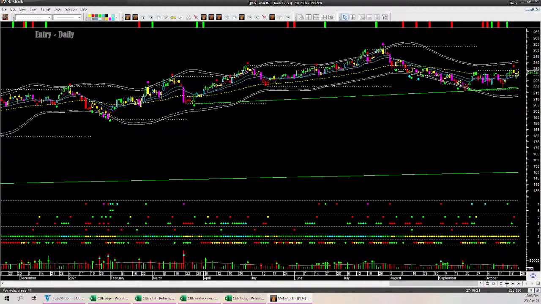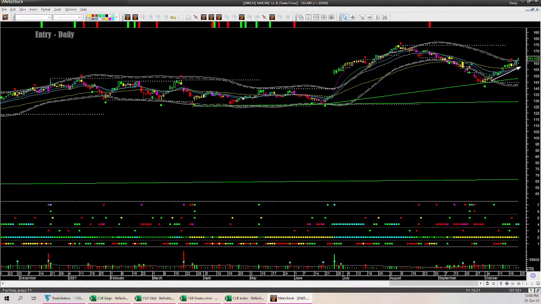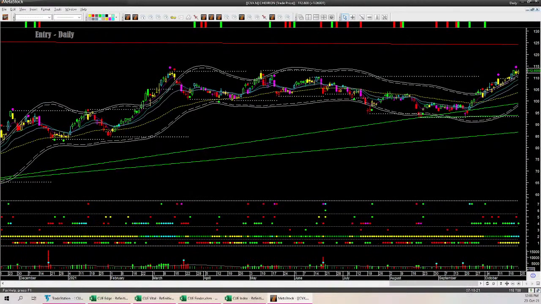Visa, no trade setup, moving sideways. V for Visa. Nike, already far above recent swing low, above upper boundary. Overbought, not going to buy. Chevron, well above recent swing low, above upper boundary, not going to buy.